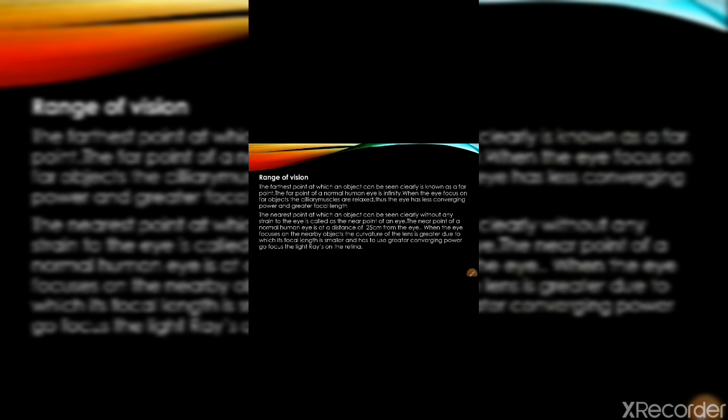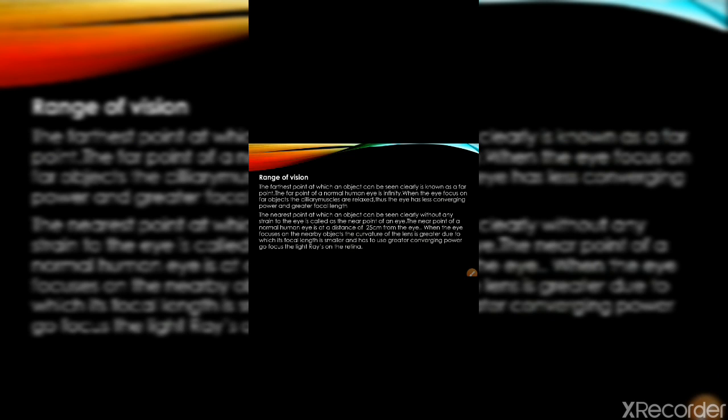So this is about the range of the vision. What is the range of the vision? That I already told. The farthest point with which an object can be seen is known as the far point. When the object is farther from our eyes, it is the far point of that object. So the far point is taken as infinity, and the eye has to focus on the objects, and the ciliary muscles are actually relaxed, and we have a less converging power and a greater focal length. Kindly remember this.